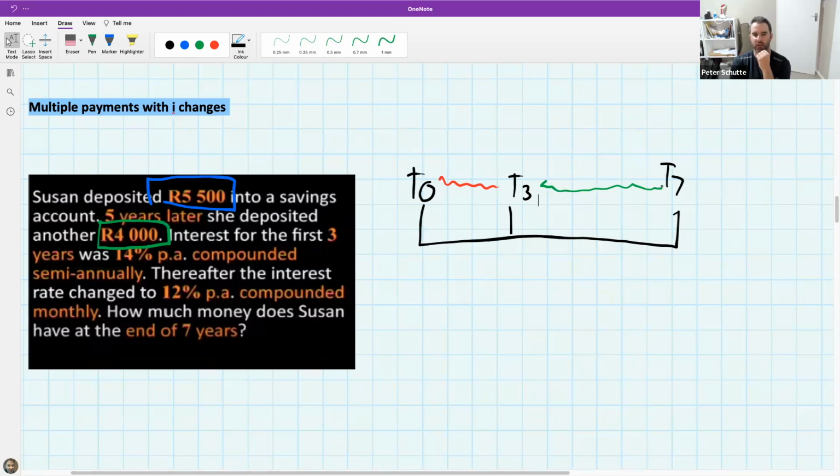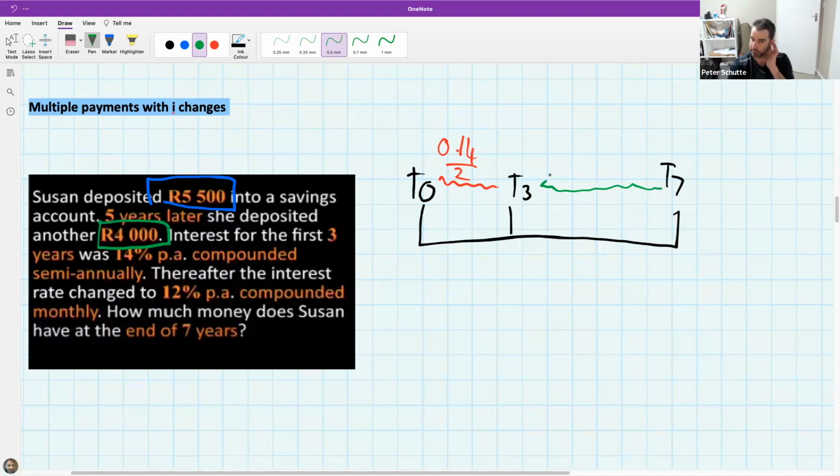So what do we think the red interest rate is going to be? What do we think the green one is going to be? Because the interest rates do change. Let's go look. For the first 3 years, compounded semi-annually, so I go 0.14 divided by 2.